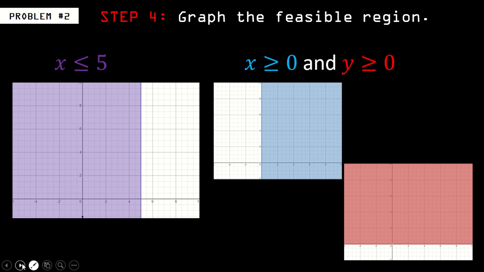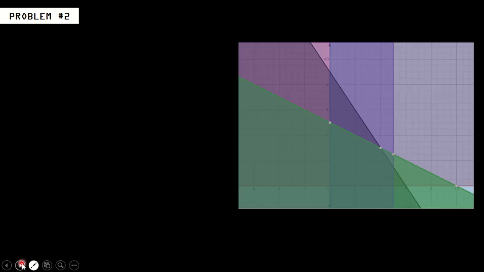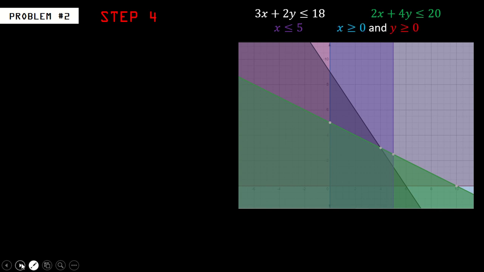Okay, so now let's combine all the five inequalities. So here's what will happen. Again, the black part here is the 3x plus 2y less than or equal to 18. The green part is 2x plus 4y less than or equal to 20. And then the violet one is x is less than or equal to 5. And then for the blue, we have x is greater than or equal to 0. And then the red one is y is greater than or equal to 0.